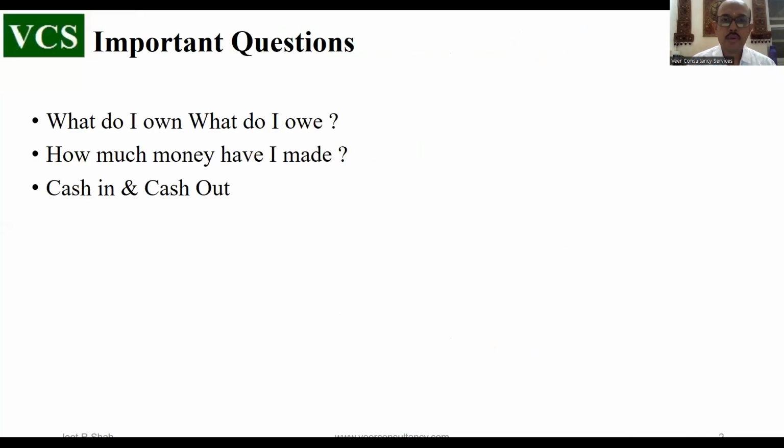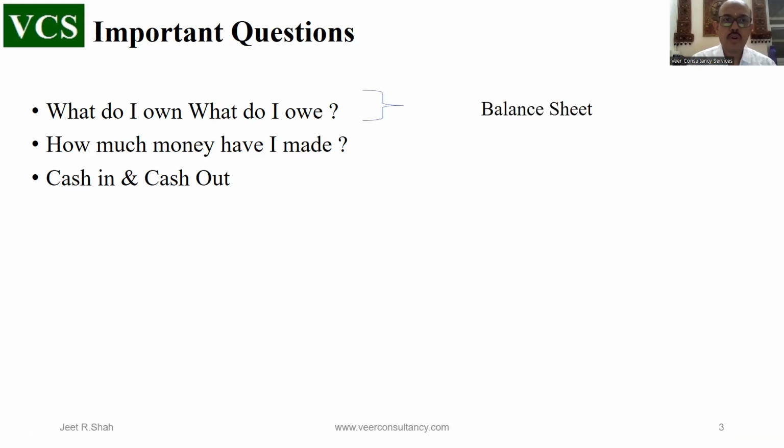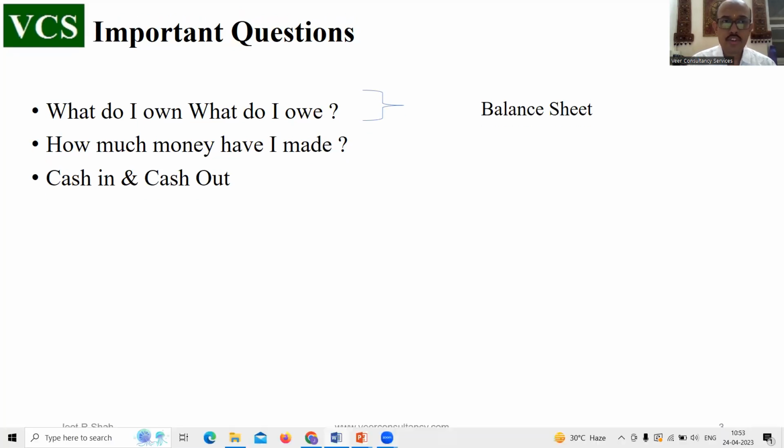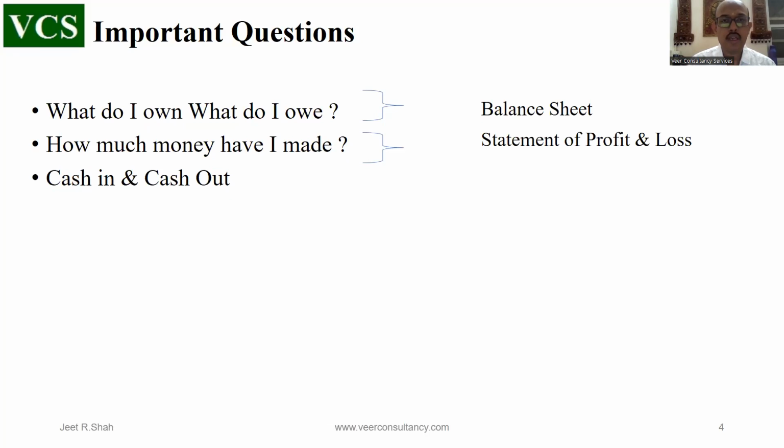The three most important questions that one needs to know from a business are: first, what do I own and what do I owe? How much money have I made? And how much cash has come in, how much cash has gone out? The answer to the question, what do I own and what do I owe, is given by the balance sheet. The answer to the question, how much money have I made, is given by the statement of profit and loss. However, the answer to the question, how much cash has come in and how much cash has actually gone out of the business, is given by the cash flow statement.